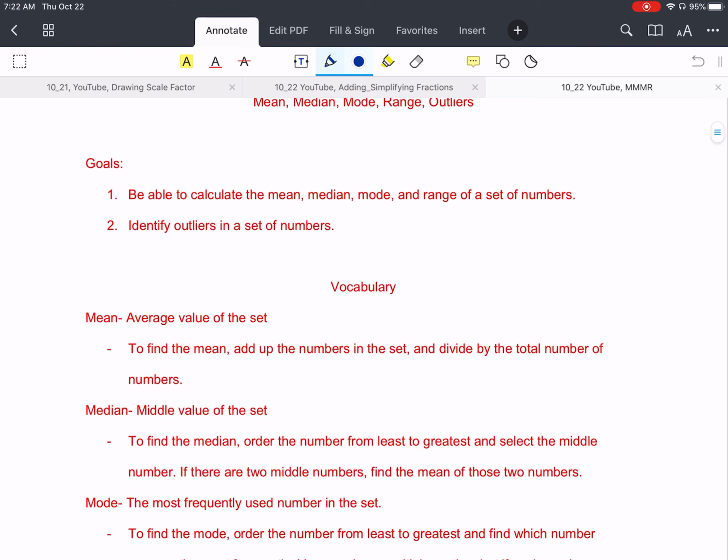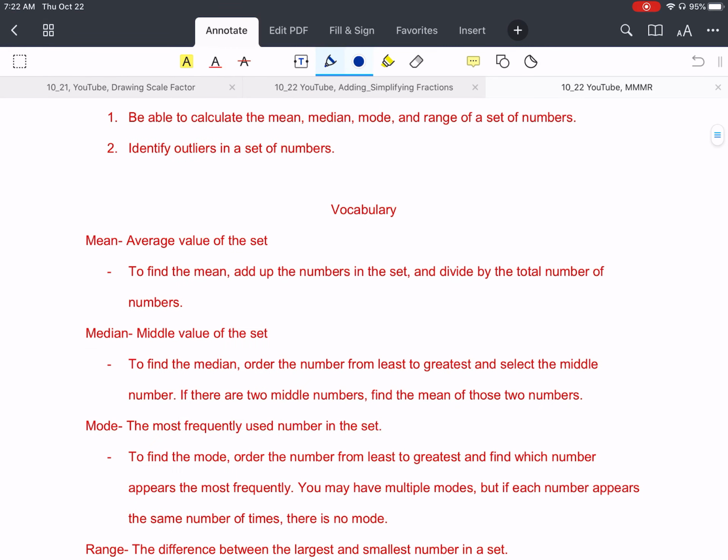So the mean, that just means the average value of a set. So if you're given a bunch of numbers and you want to find the average, you add up all of the numbers in the set and divide by the total number of numbers. So if there are 5 numbers, you add them up and you divide by 5. If there are 8 numbers, you add them up and divide by 8. So if you're trying to figure out what your grade is in a class, if you add up all of your scores and then divide by that number of assignments, you'll have your average, at least if they are all worth 100%.